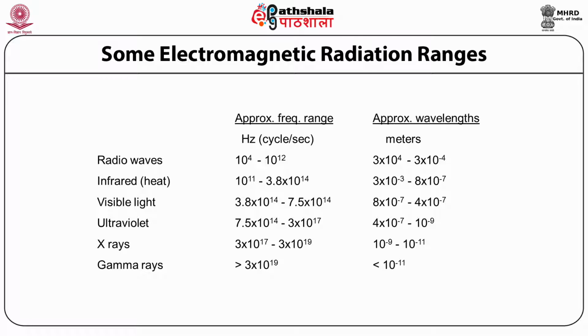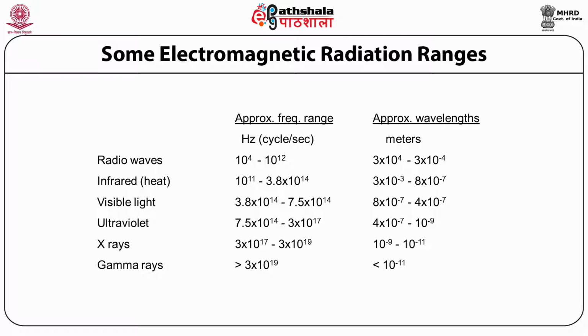Visible light has a very high frequency, in the range of 3.8 into 10 to the power 14 to 7.5 into 10 to the power 14, and its wavelength ranges from 8 into 10 to the power minus 7 to 4 into 10 to the power minus 7. UV is a high energy wave, and its frequency is from 7.5 into 10 to the power 14 to 3 into 10 to the power 17, while its wavelength ranges from 4 into 10 to the power minus 7 to 4 into 10 to the power minus 9 meter.